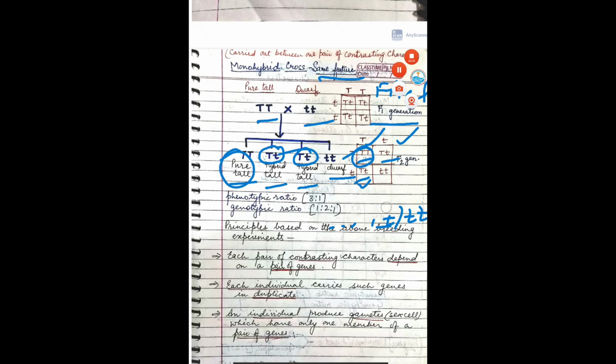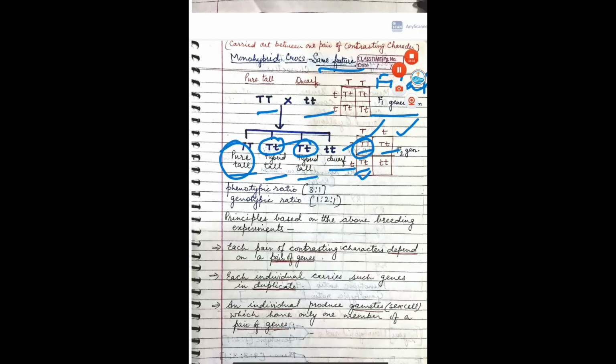So that is why, when you see this box, you can understand that the phenotypic ratio is 3:1, but the genotypic ratio is 1:2:1.